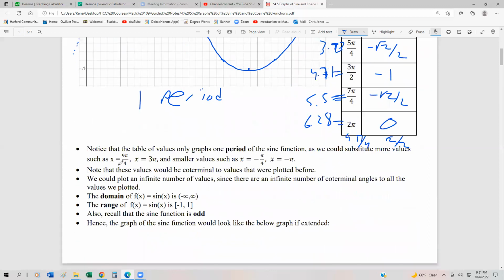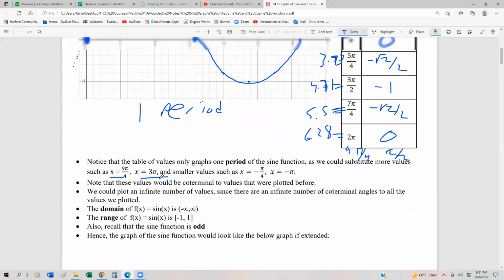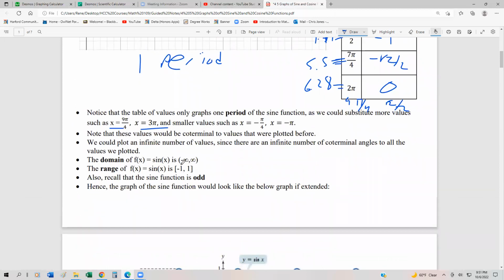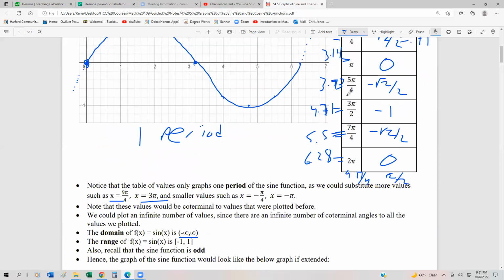So let's take a look at some of the basic things about the sine function. Like I said, we could plug in some other values, and they're going to be coterminal angles, and we could plug in smaller values, and we could just keep following this pattern forever. The domain of the sine function is all real numbers. So I can plug in any number. It might not be a nice number, but I can get an output for it.